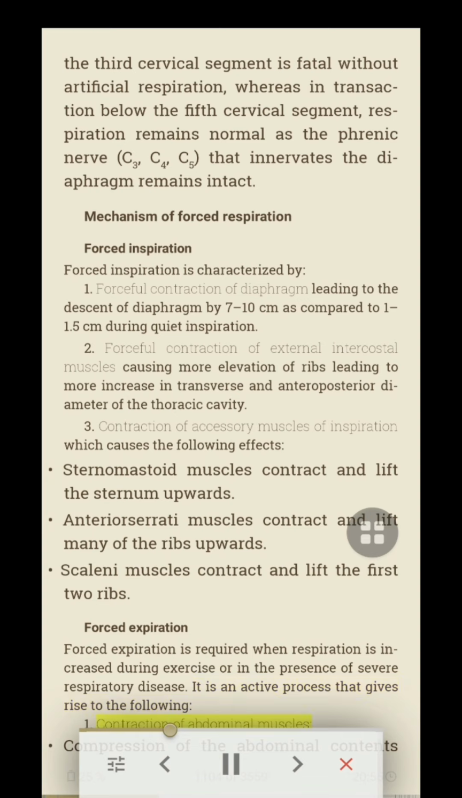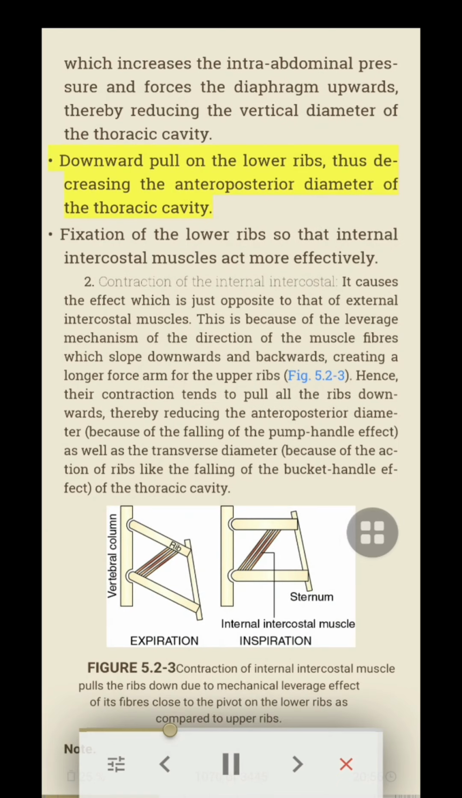1. Contraction of abdominal muscles. Compression of the abdominal contents, which increases the intra-abdominal pressure and forces the diaphragm upwards, thereby reducing the vertical diameter of the thoracic cavity. Downward pull on the lower ribs, thus decreasing the anteroposterior diameter of the thoracic cavity. Fixation of the lower ribs so that internal intercostal muscles act more effectively.